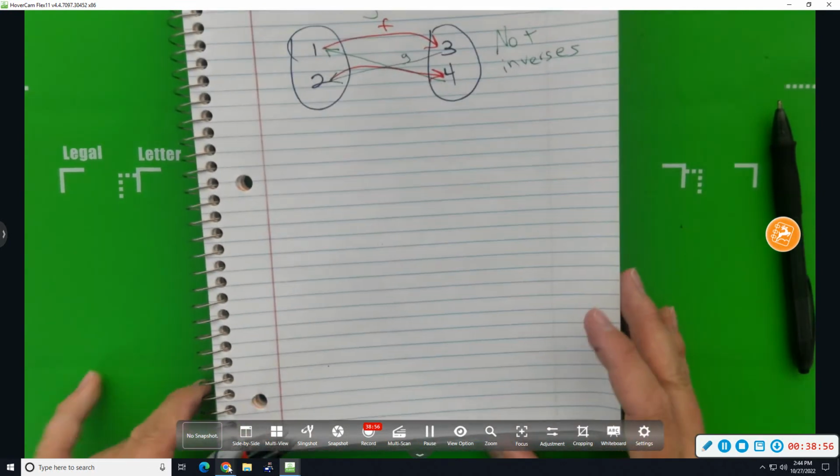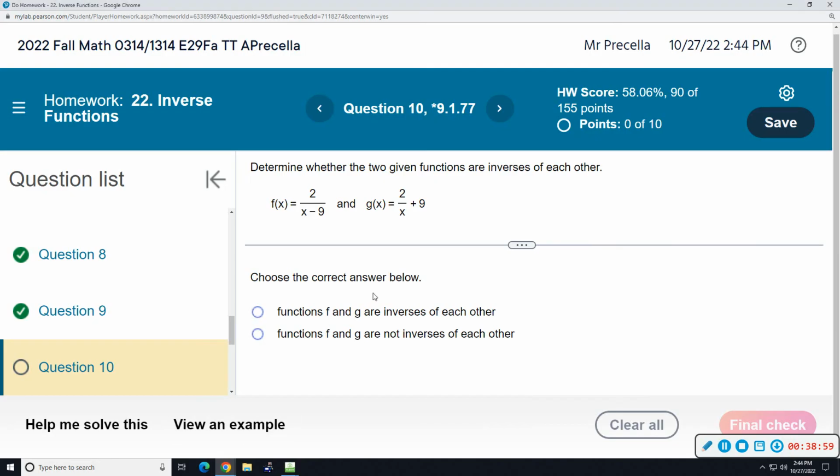Okay, now we better do something like what's in your homework. I think it's number 10. They want us to determine whether the two given functions are inverses of one another. For one thing, when I look at those functions, the first question I asked myself is, are they one-to-one? What did I say? What are you on the lookout for? What creates those repeated y values? If they have a repeated value.